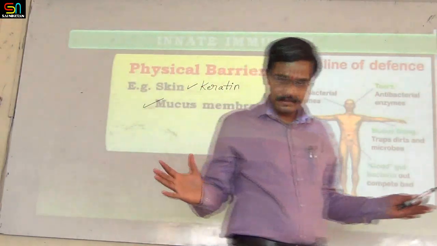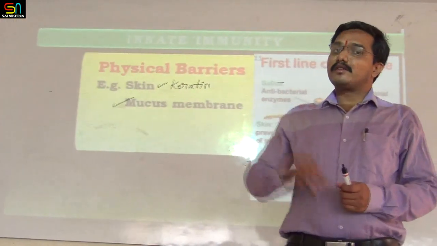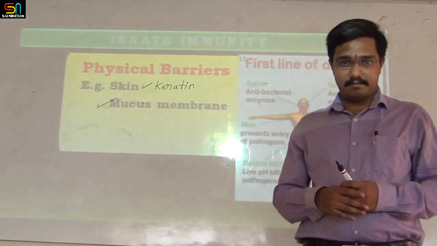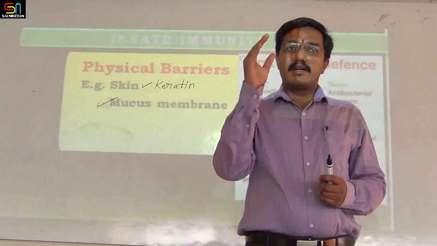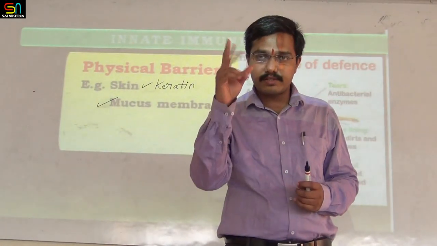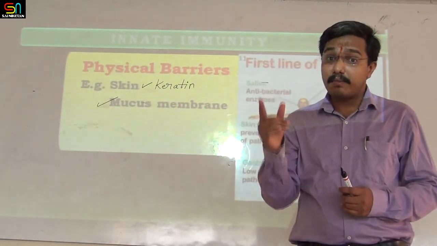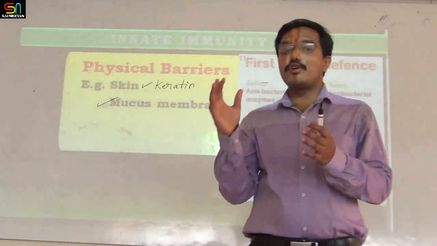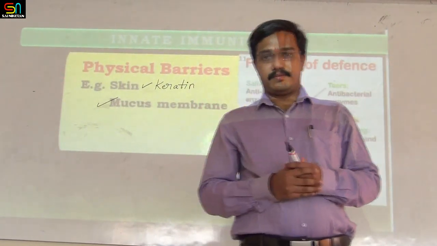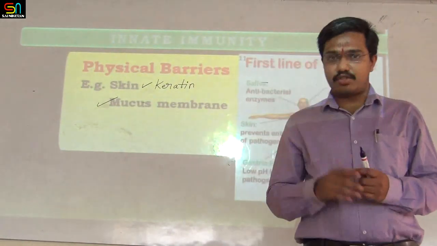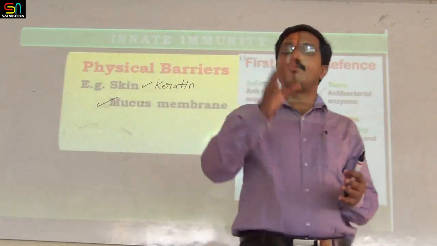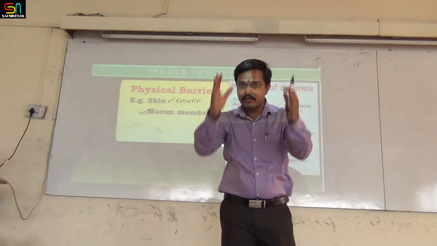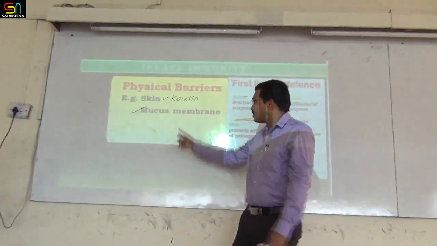Okay, we have skin that protects against the entry of pathogens, but we also have some natural openings of the body. For example, our digestive system has two openings, mouth and anus. The respiratory system has openings called nostrils. The excretory system and reproductive system have openings. Therefore, there is a chance that pathogens may enter the body through these openings. That's why all those four systems are internally lined by mucous membrane.